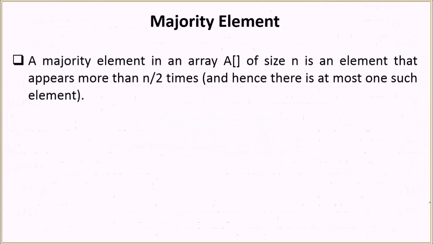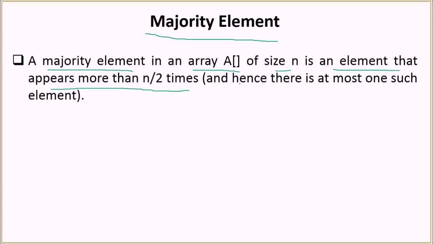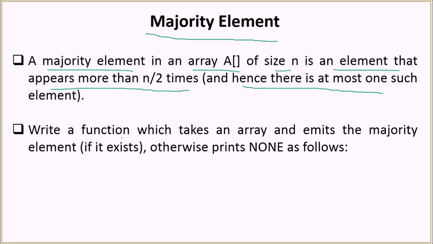The problem which we are going to see today is to find the majority element. In this problem you will be given an array A of size n, and the majority element is basically an element that appears more than n by 2 times, and hence there will be at most only one such element. So we basically have to write a function which prints the majority element, and if there isn't a majority element, then it should print none.